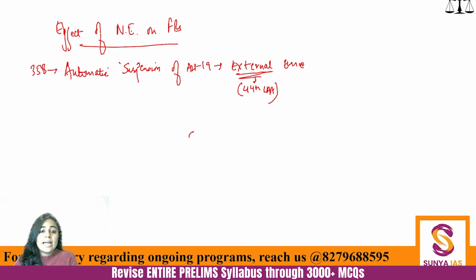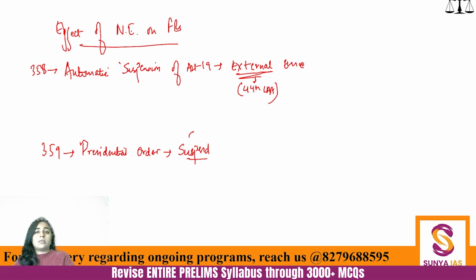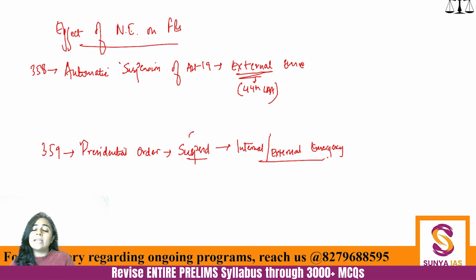Then please write Article 359. 359 says that the presidential order shall suspend the fundamental rights which are mentioned. Not all rights will be suspended. And this can happen for internal or external emergency, both. In both the cases, the president can implement.